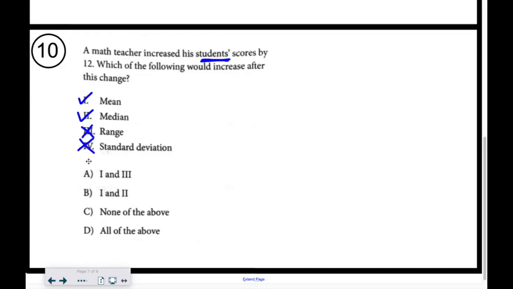So increasing every value by 12 increases the mean and median by 12, but it will not change the range or standard deviation. So the answer is B.